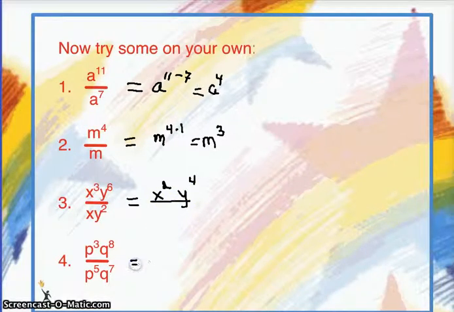In my final example, once again, I'll draw a division line. Now on this one, the 5 is on the bottom. So I think what I want to do is move p to the 3rd to the bottom and subtract and get p squared. I'll move q to the 7th up. 8 minus 7 is 1.